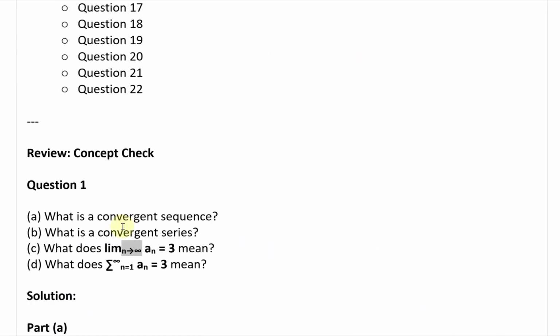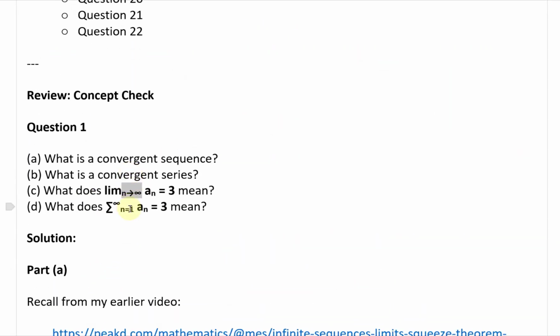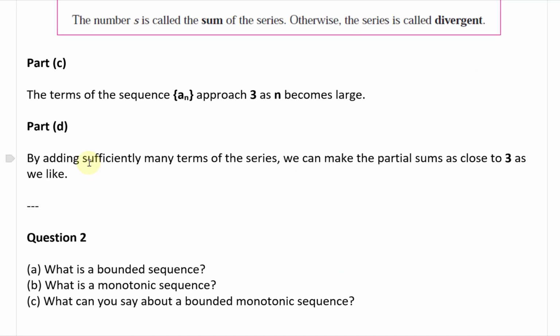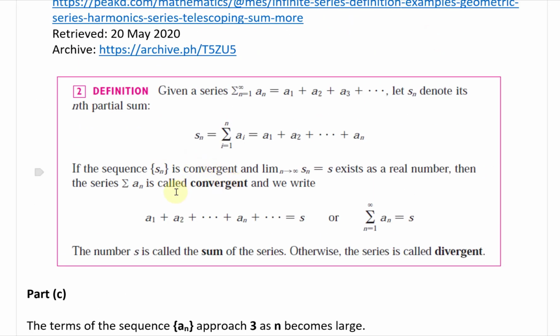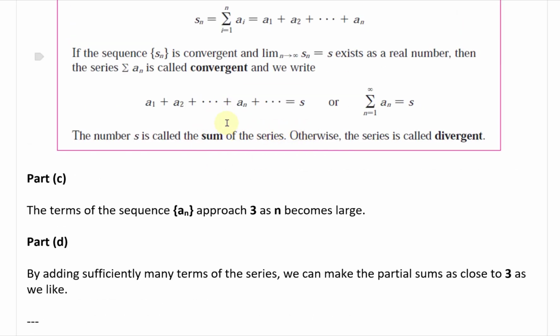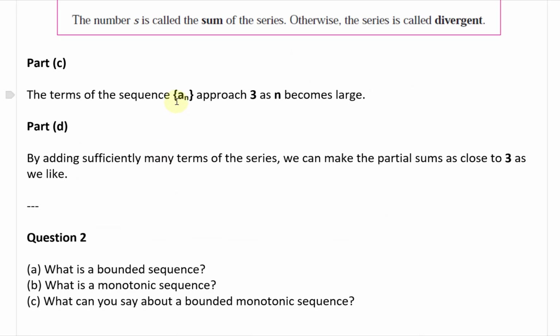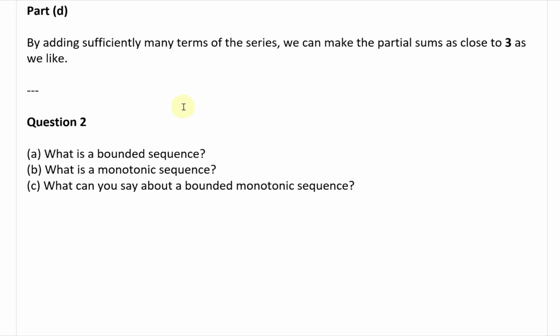And now if we look at this one here, what does the summation from n equals 1 to infinity of an equals 3 mean? So now the summation of the terms is approaching 3. So by adding sufficiently many terms of the series, we can make the partial sums as close to 3 as we like. So again, for a convergent series, we're dealing with partial sums approaching a limit. And for the sequence, we're just dealing with the list of numbers approaching 3. Anyways, let's continue further, and now let's look at question 2.